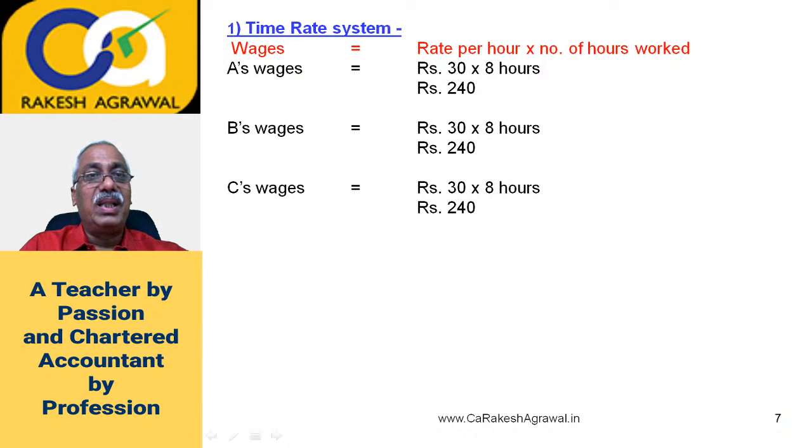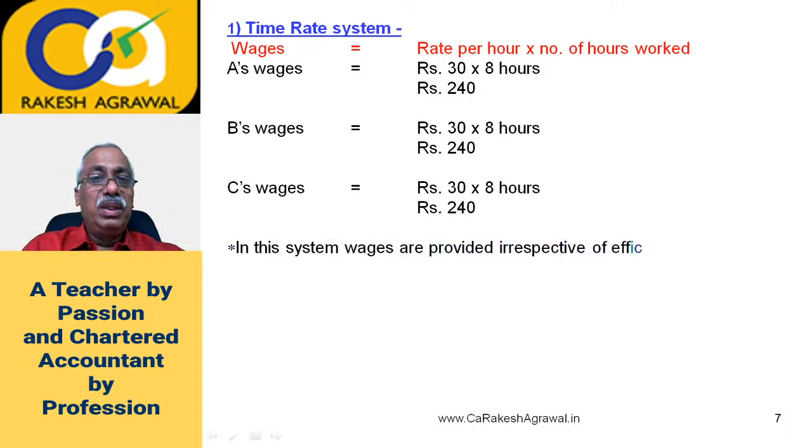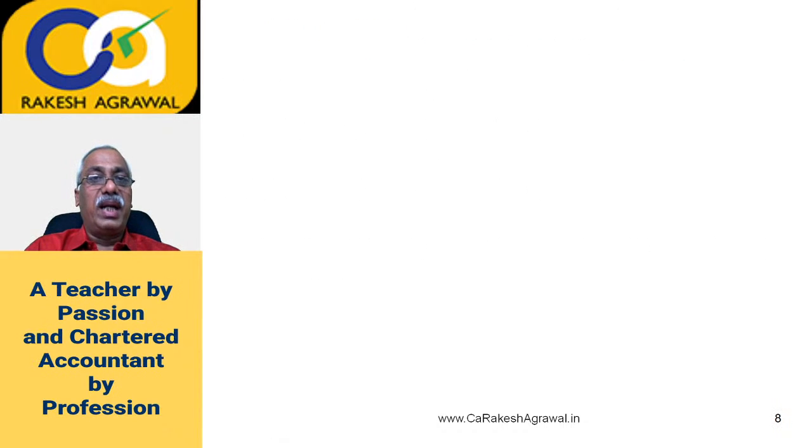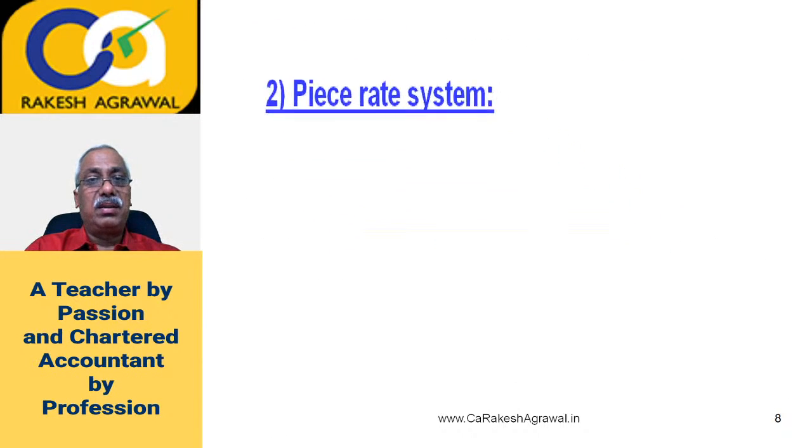But if it is possible to calculate output generated by each worker, then there is a better system, and that is the second one, piece rate system. So in time rate system, everyone will get the same if their hours worked are same. Naturally, if hours worked are different, the wages will be different. So in this system, wages are provided irrespective of efficiency and output produced by the worker. This drawback we will remove in the second method, and that is piece rate system.